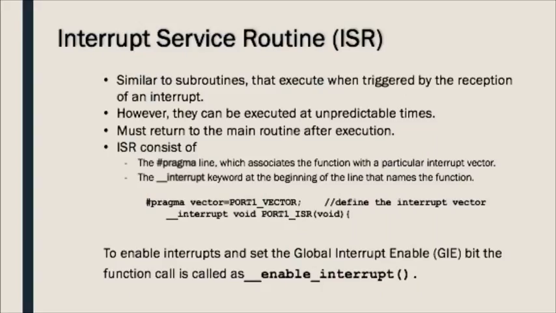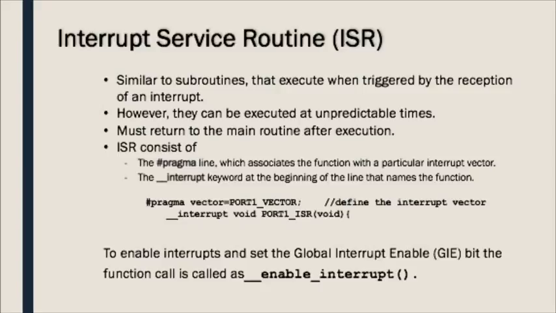So in an interrupt, we have our interrupt service routine, our ISR. It's similar to a normal subroutine that executes. However, it only executes when triggered by the reception of an interrupt signal, and this can also happen at unpredictable times. Once executed, it must return to the main routine in the spot where it left off. So that's what's different between a normal subroutine and an ISR.